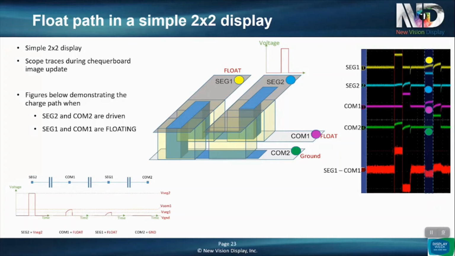And if you look at the time slot on this scope trace, you can see here we've got the driven and grounded sections, and then at com1 and seg1, you see we have these little floating, or we'll call them error waveforms if you like, where the pixels are just floating around.